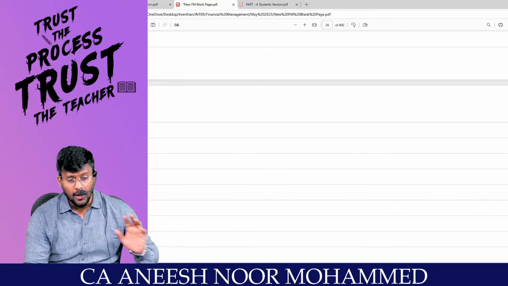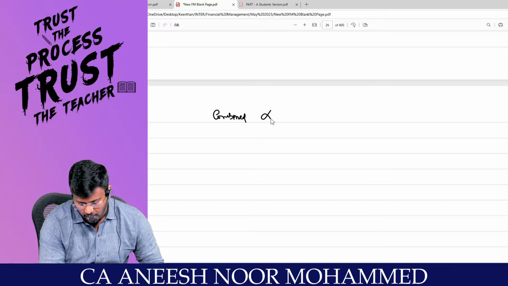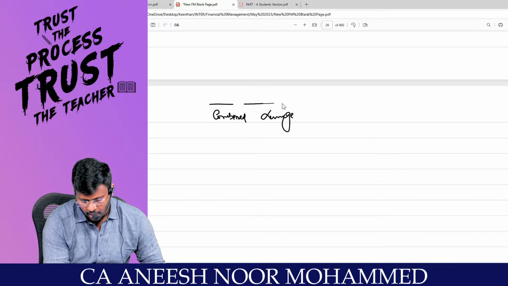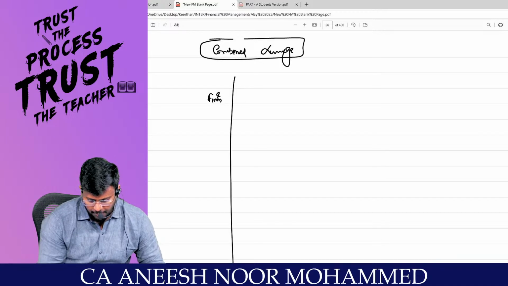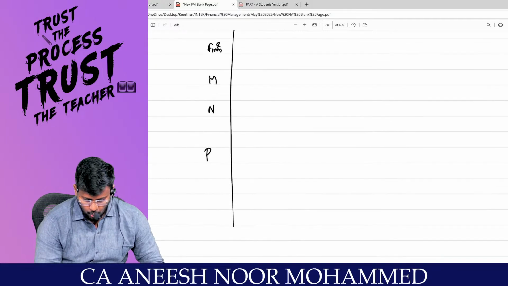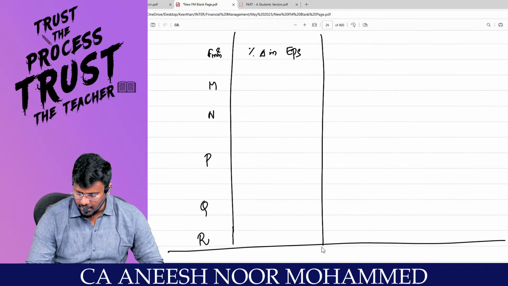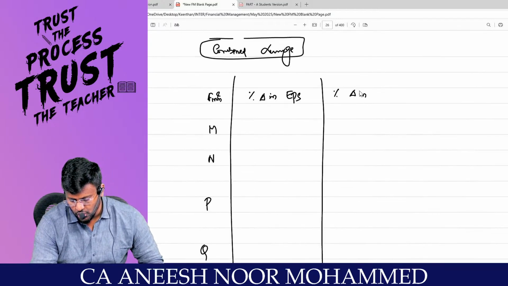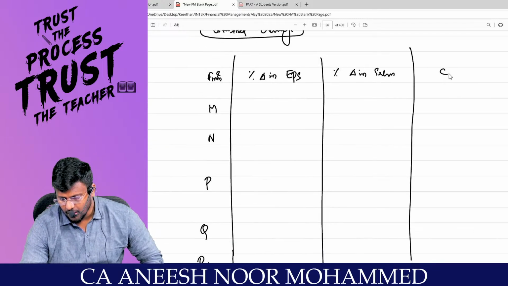Operating leverage. They want one more leverage called combined leverage. For the combined leverage, first I need the firm names. What are the firm names? M, N, P, Q and R. Are you all really with me? First, percentage change in EPS I want. And the next one, percentage change in sales I want. Then I want the combined leverage.